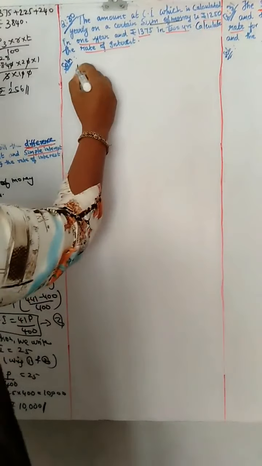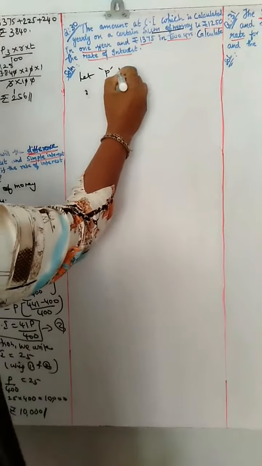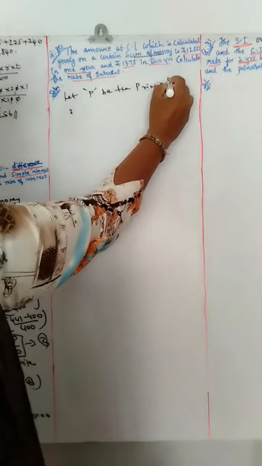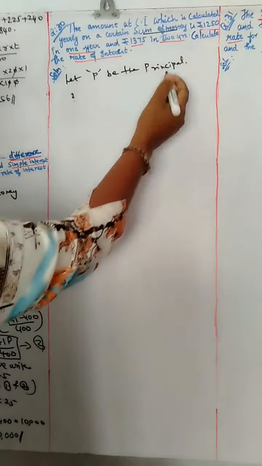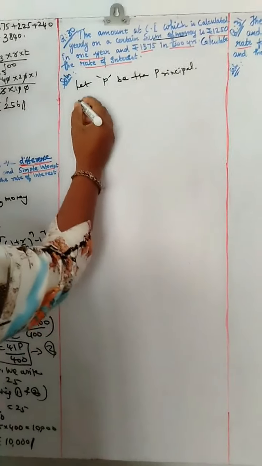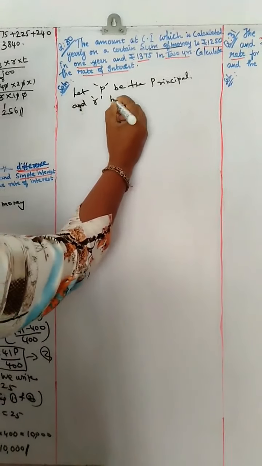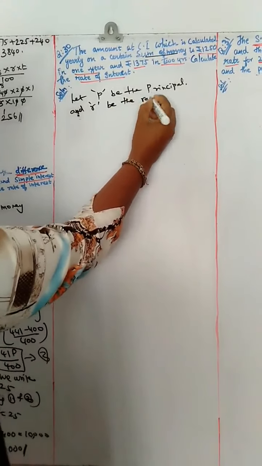So we are going to assume, let P be the principal, that is the sum of money. Both are the same. P be the principal, the sum of money, and R be the rate of interest.